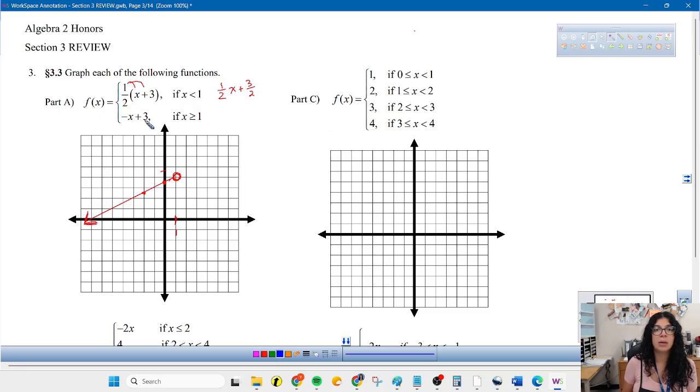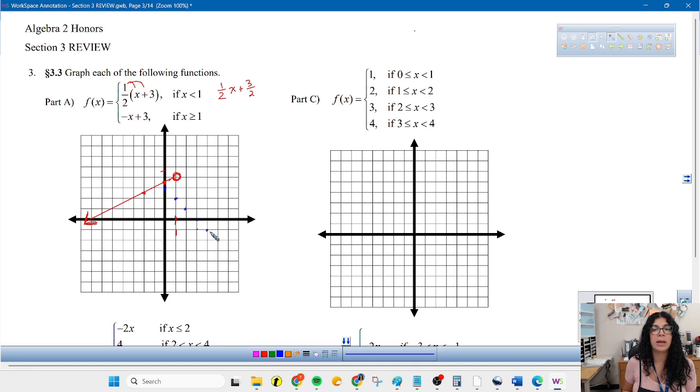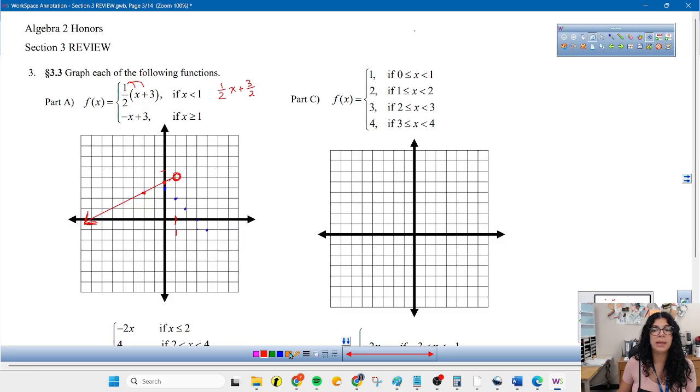My second one is negative x plus 3. So the y-intercept is 3, and the slope is down 1 to the right 1. Again, normally I would be making this line complete. However, I am not going to do a complete line here because I'm only going to be using this line when x is greater than or equal to 1. So it's going to be from 1 and to the right of 1 only.